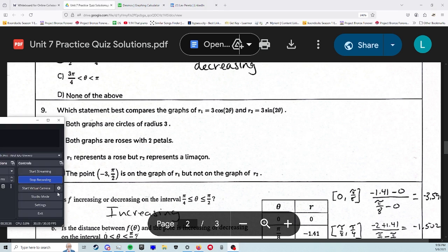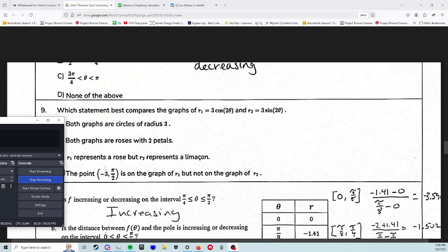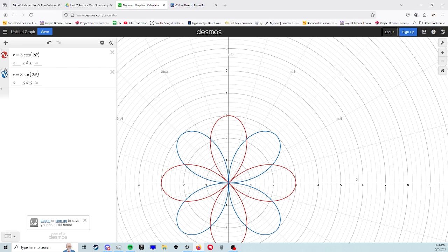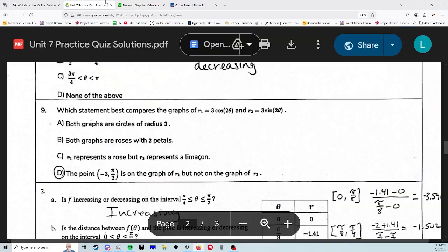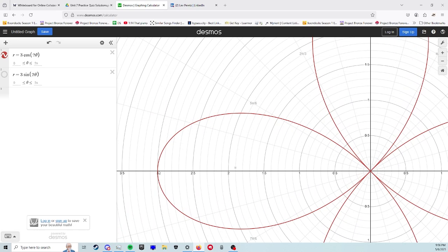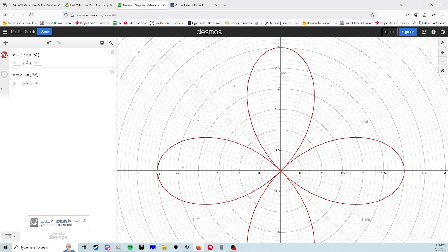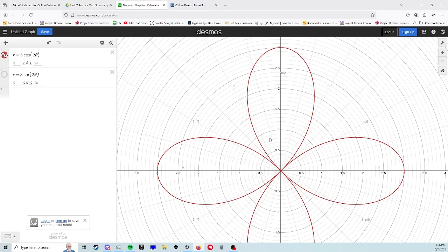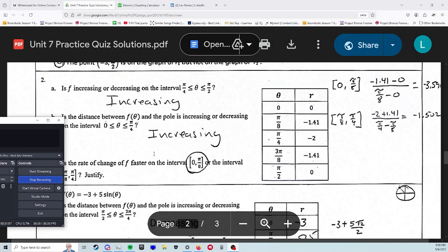And so the process of elimination leaves us with the point negative 3 pi over 2 is on the graph of R1, but not on the graph of R2. So R1 is the cosine graph. We'll take a look at the cosine graph. See, minus 3. This is minus 3. Is this pi over 2? Wait. Negative 3 pi over 2. Yeah, whatever. Process of elimination.